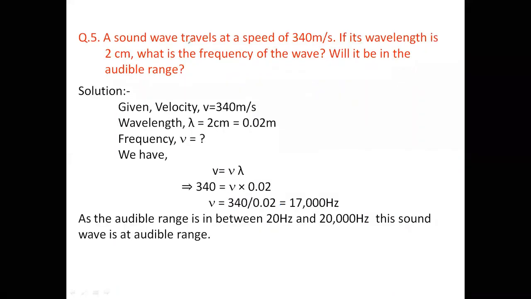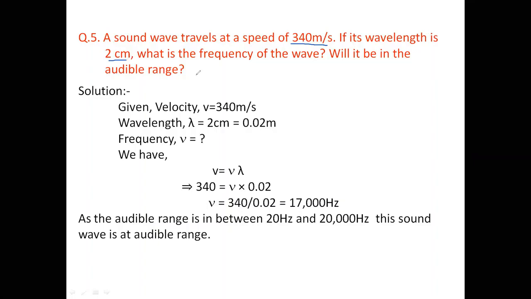Question number 5. A sound wave travels at a speed of 340 meter per second. एक sound wave है, इसकी speed है 340 meter per second. If its wavelength is 2 centimeter, अगर इसका wavelength जो है 2 centimeter है, what is the frequency of the wave, what will it be in the audible range.